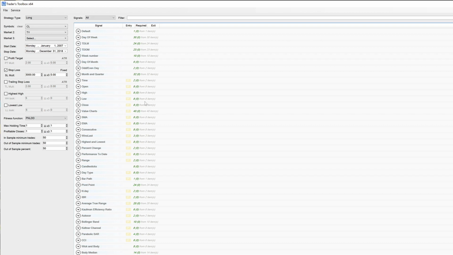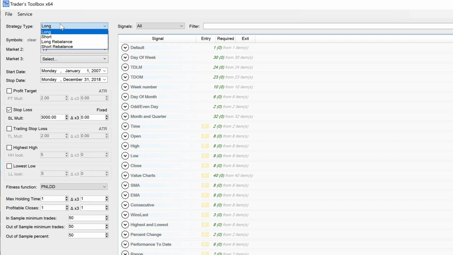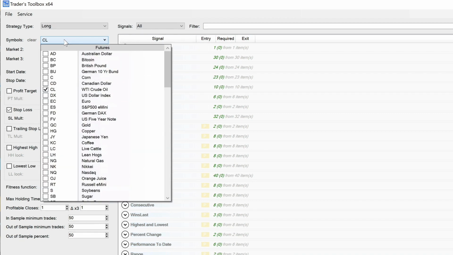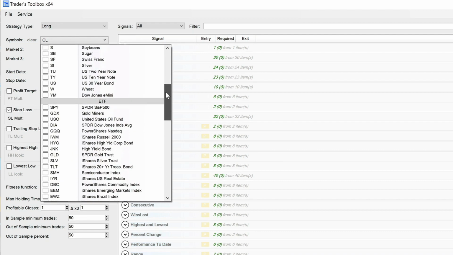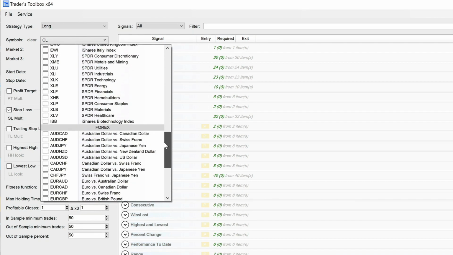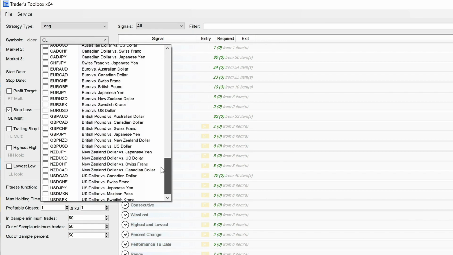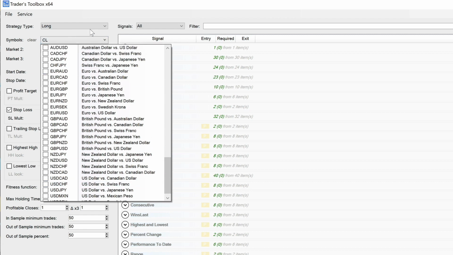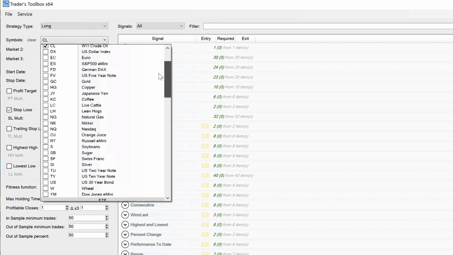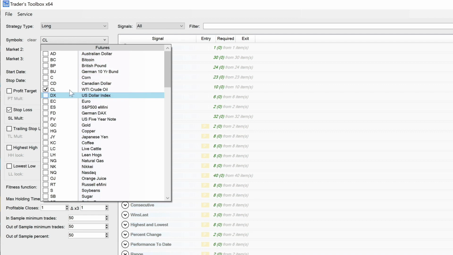Now, what we've done is I've gone and selected all of those. I told Build Alpha, go ahead and consider everything. And we're going to be building a long strategy for the crude oil market. And Build Alpha comes with a bunch of daily data for, you can see in here, the futures, ETFs, as well as forex. We've selected, as you can see here, I highlighted crude oil.